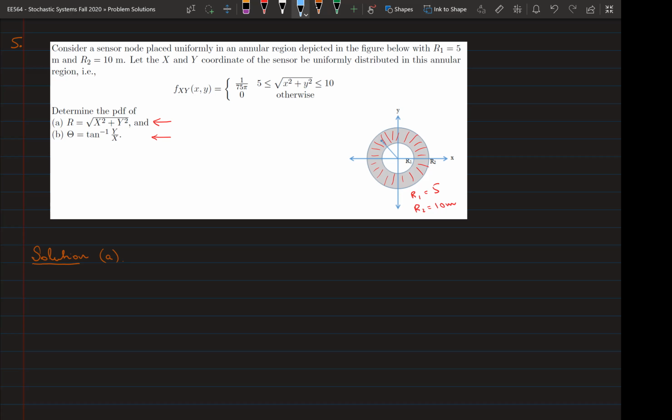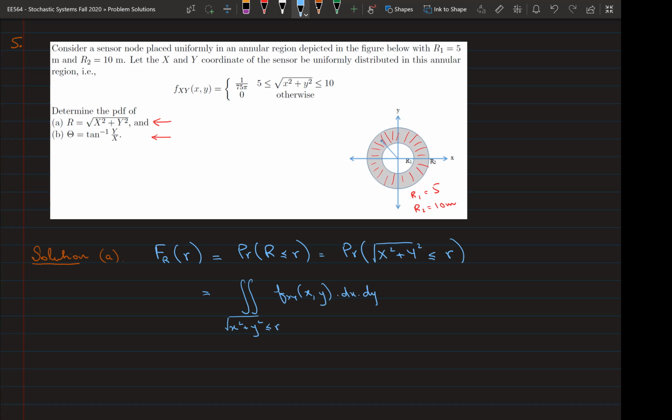the PDF of R. And I'm going to start out with computing the CDF first, right? So this is F_R(r), small r, which is simply equal to the probability that capital R is less than or equal to r, which is the probability that the square root of X squared plus Y squared is less than or equal to r. In order to compute this probability, I need to compute the volume, if you will, under the joint PDF, right? So I need to integrate the joint PDF of X and Y over the region which satisfies the condition that the square root of X squared plus Y squared is less than or equal to r. And so this is f_XY(x,y) dx dy.